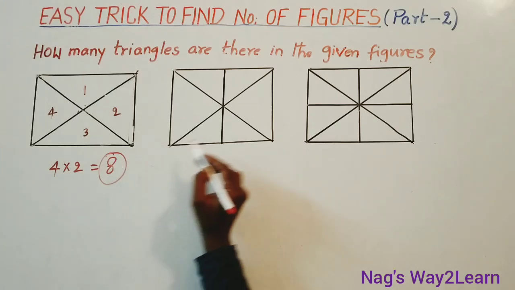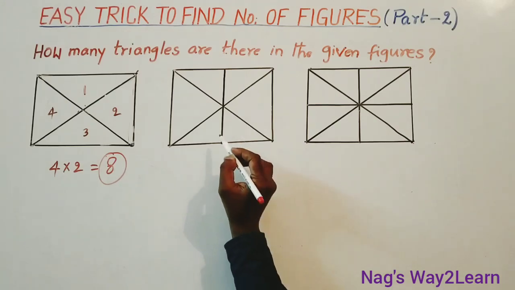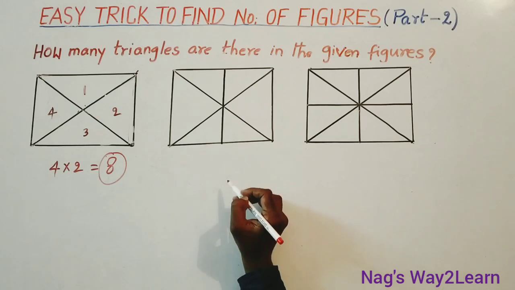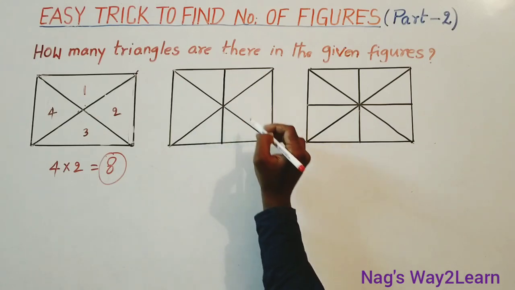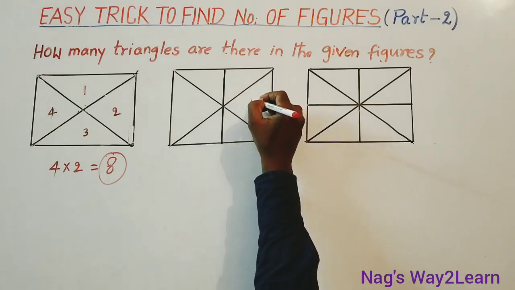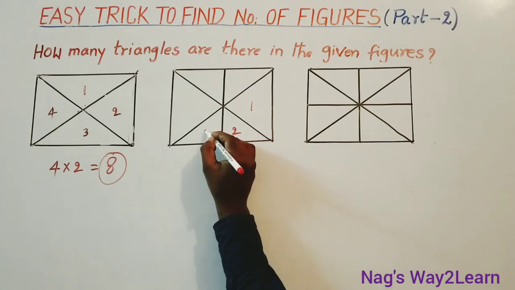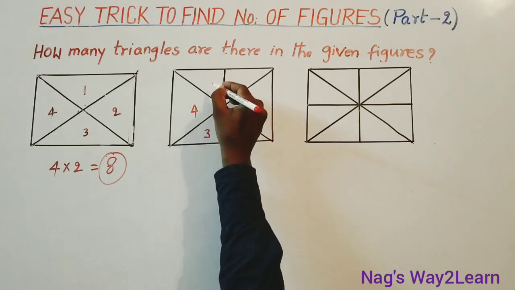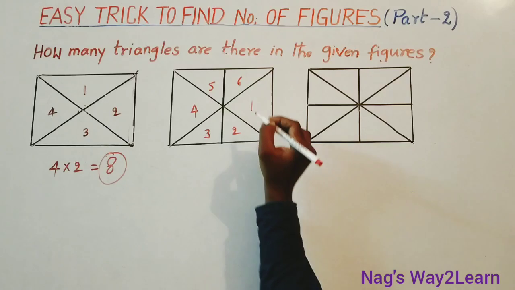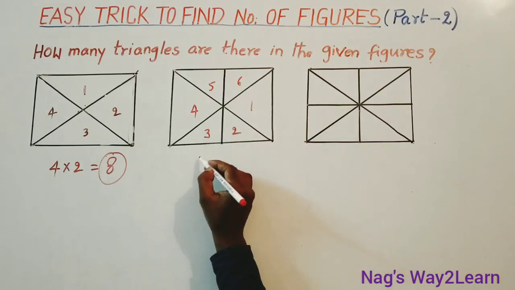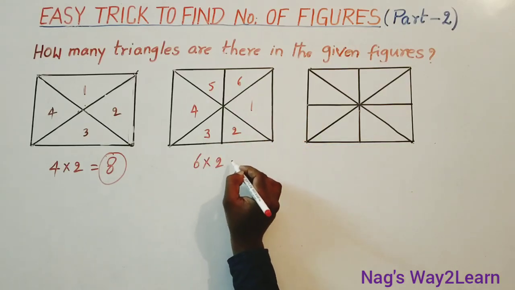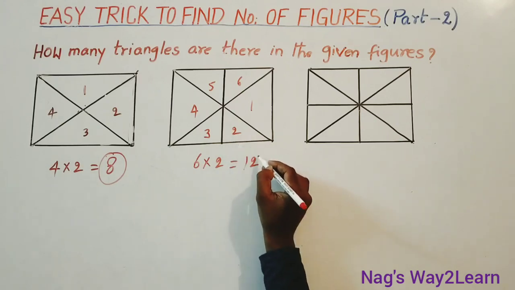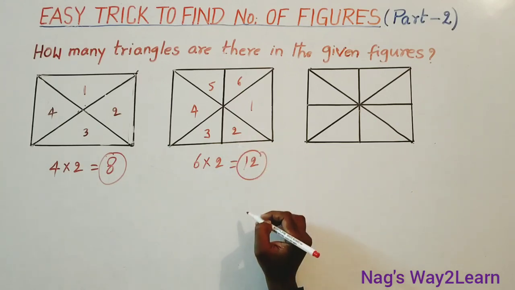For example, you see this diagram, how many triangles are there in this diagram? You first count the number of parts here. 1, 2, 3, 4, 5, 6. 6 parts are there, therefore 6 into 2, 12. So in this diagram totally there are 12 triangles.